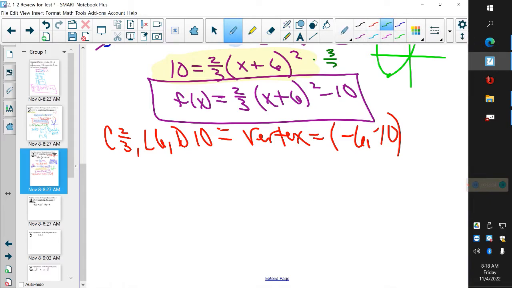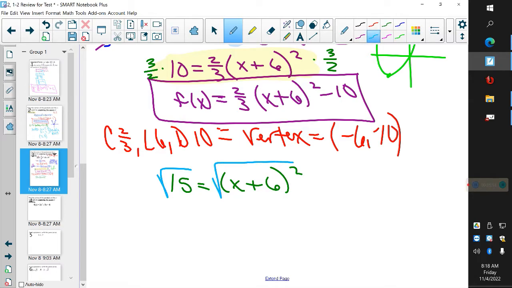I'm going to multiply by the reciprocal, which is 3 over 2. Well, 3 times 10 is 30 divided by 2 is 15. And that's going to be x plus 6 quantity squared. Now, how do I get rid of the power of 2? Take the square root. When you take the square root of both sides, what must you put in front of it? Plus or minus. So I have plus or minus the square root of 15 is equal to x plus 6.